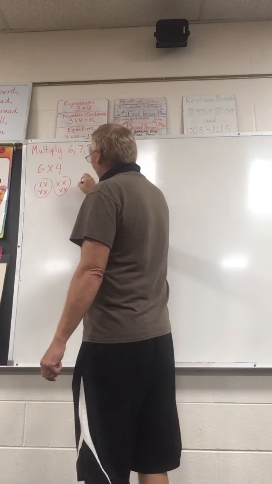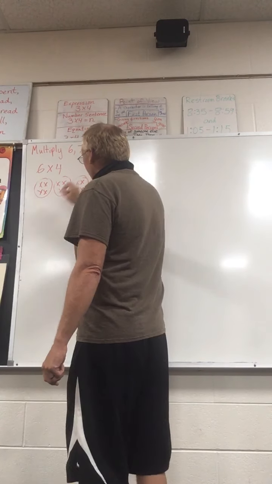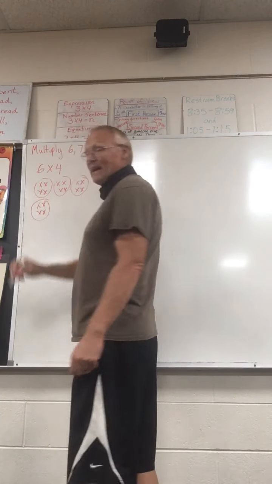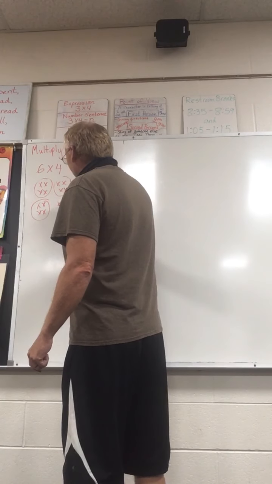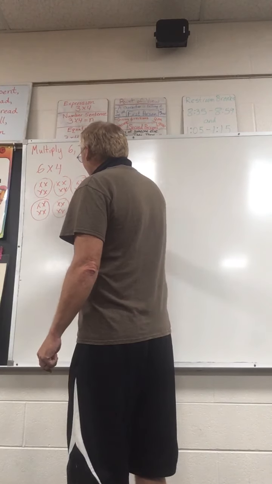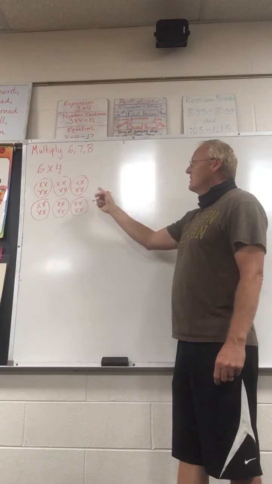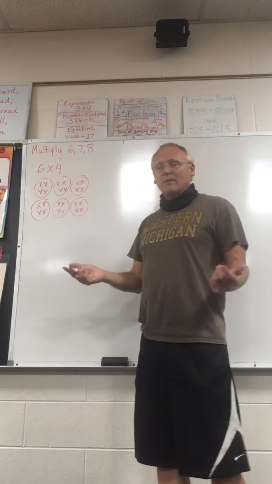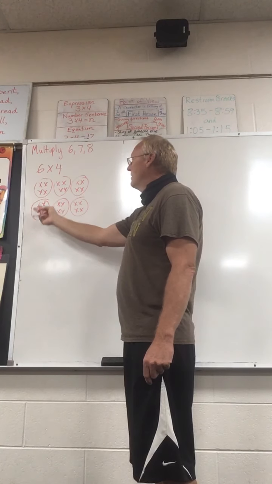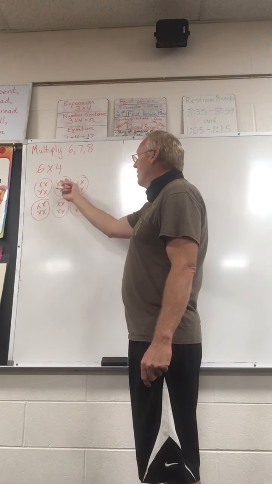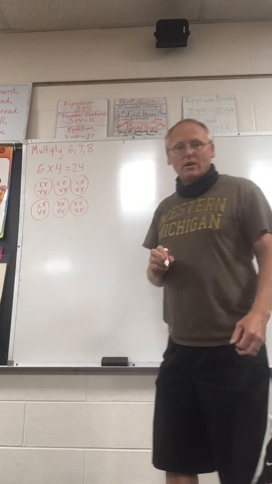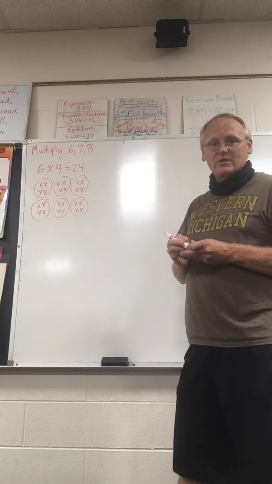Now notice how I'm doing it quickly, because if you're using a strategy, you don't want it to take you forever, because it takes long enough as it is. So don't do fancy drawings, just do something that's going to help you get the answer quickly. So I've got 6 groups of 4, now I just count to get my product. I can count by 2s. 2, 4, 6, 8, 10, 12, 14, 16, 18, 20, 22, 24. So therefore the product is 24. So that's one thing you can do to work on your 6s, 7s, or 8s.